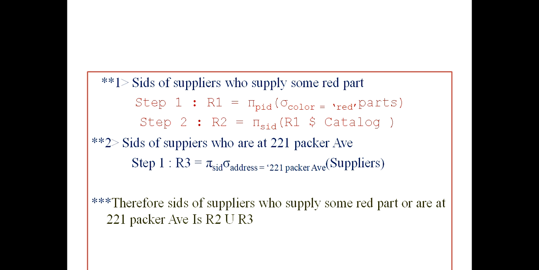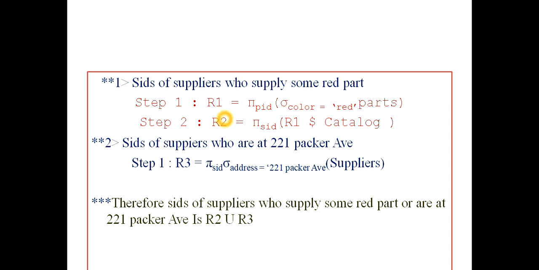Then I will find those suppliers who provide these red colored parts. For that, I do a simple natural join of R1 with catalog, R1 natural join catalog. From that I want only the SIDs, so let's perform the project operation, pi SID on R1 natural join catalog, and store these values in R2. So the first task is complete: we have got the SIDs of the suppliers who supply some red parts.